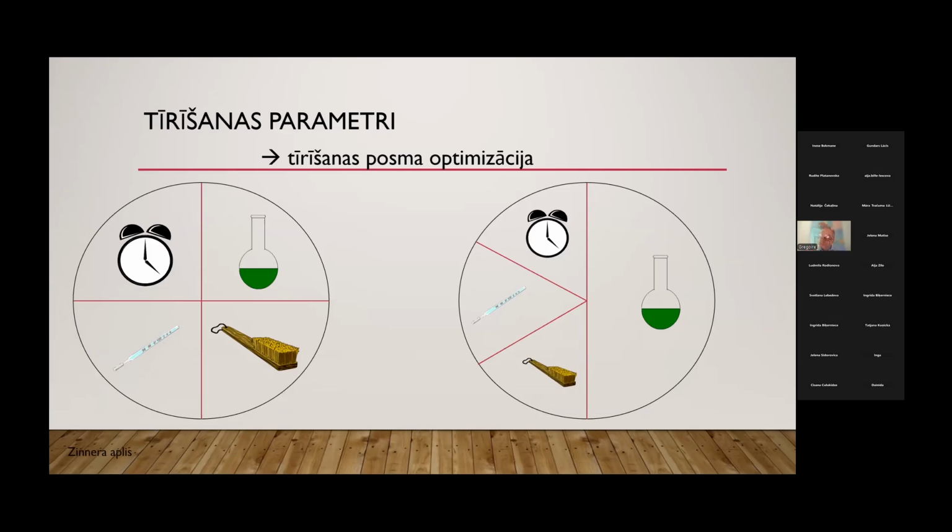We all know that there are four factors during cleaning, and when we produce detergent disinfectant, we are doing optimization. This is the Sinner circle that all of you know. Every time you want to clean something, it could be an instrument, a surface, your car, or your body, it's always the same. It will take time.